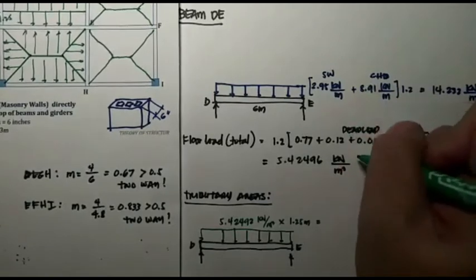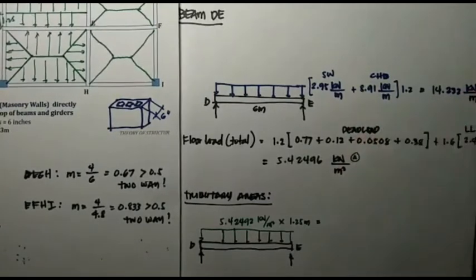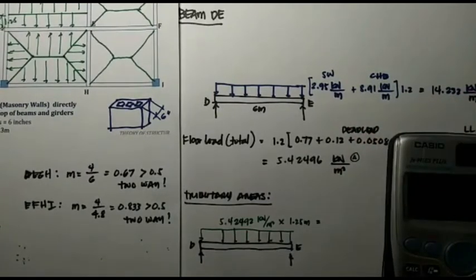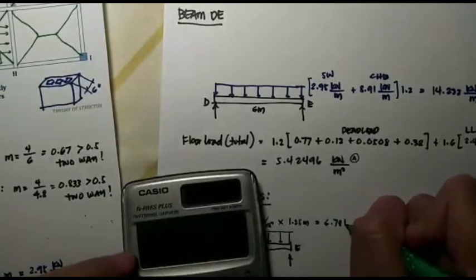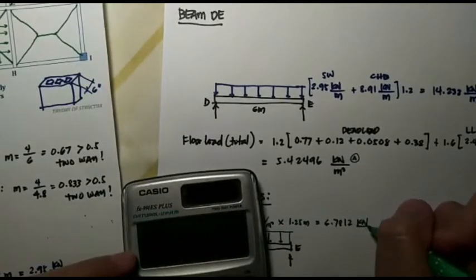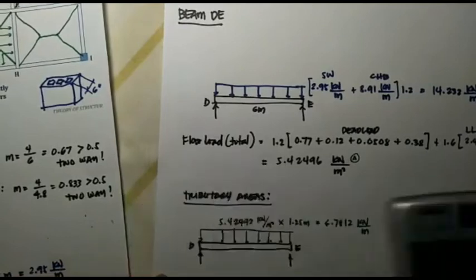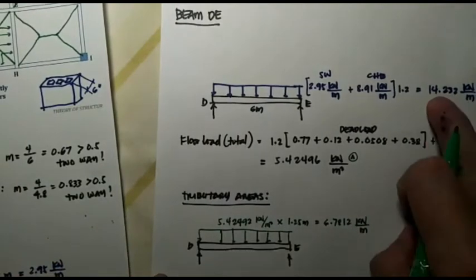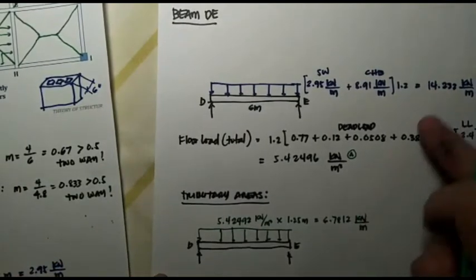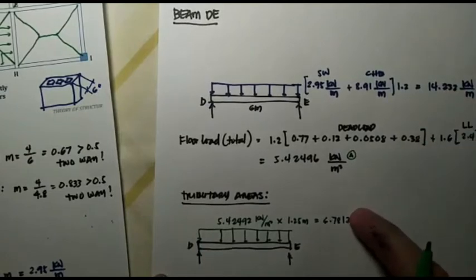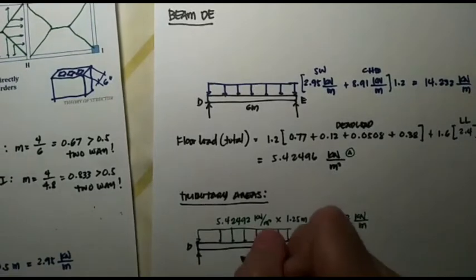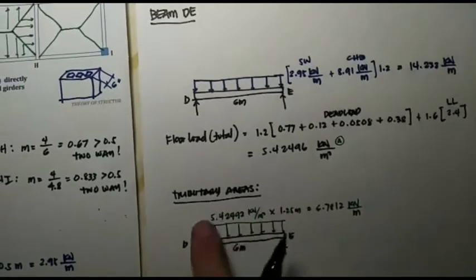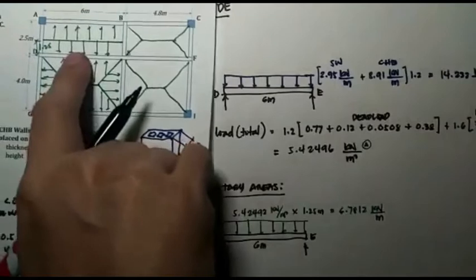Si di bali ang total uniform load dyan 5.4. So store ko to sa A para magamit ko mamaya. So times 1.25. So I got 6.7812. Ang unit niya na kilonewton per meter na siya. So, pwede ko na yung i-add dun sa 14.232 kasi parehas na silang uniform load dun directly na naka-apply dun sa span ng beam. Okay? This is based from the rectangular tributary area.